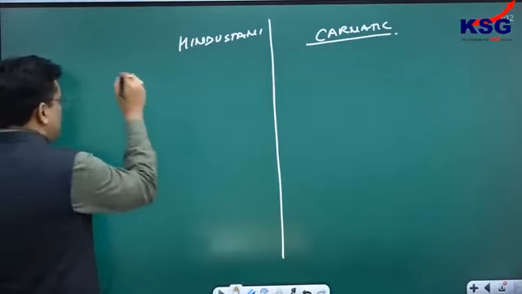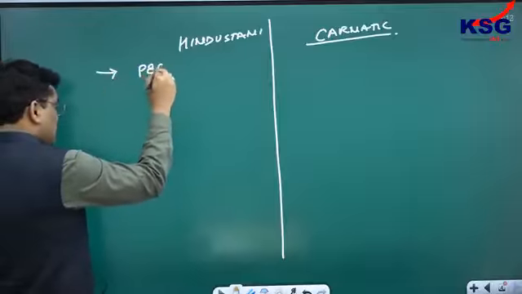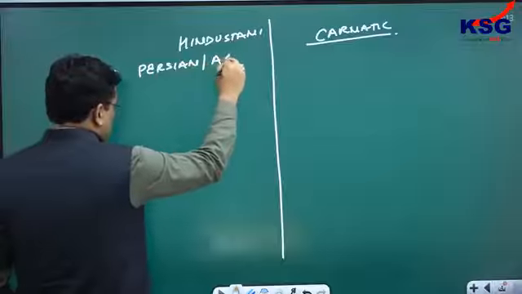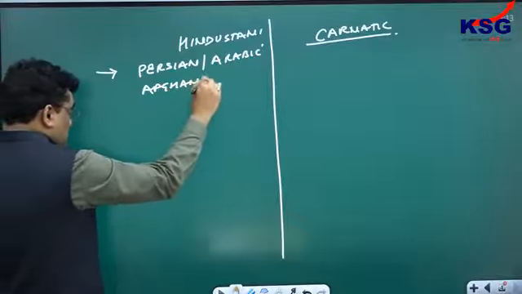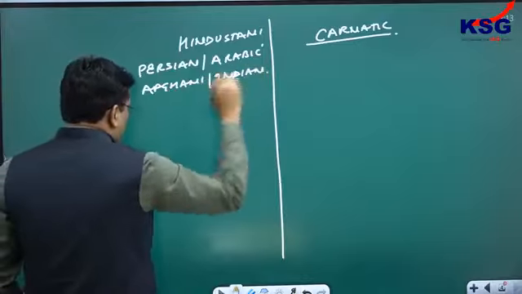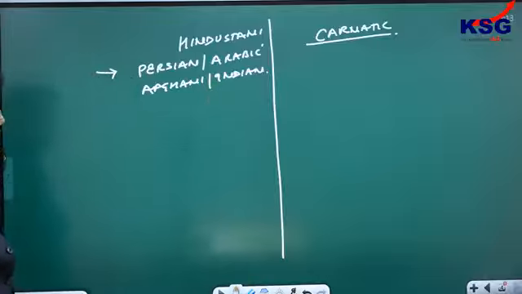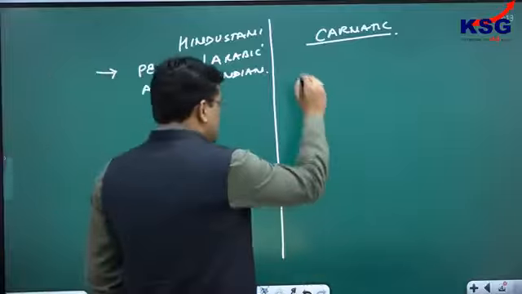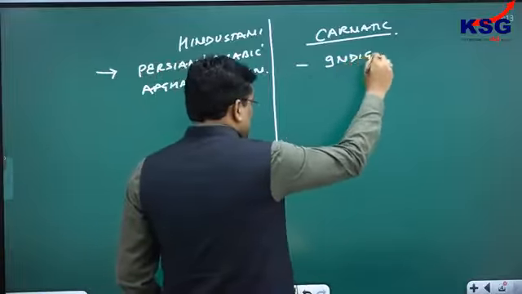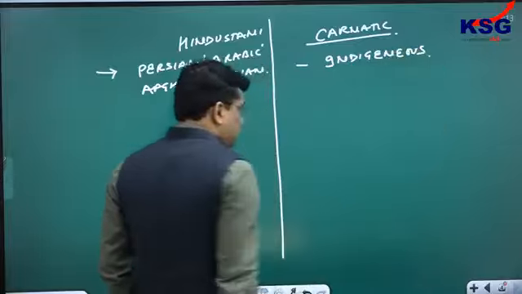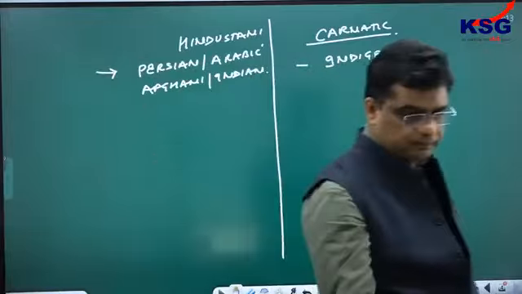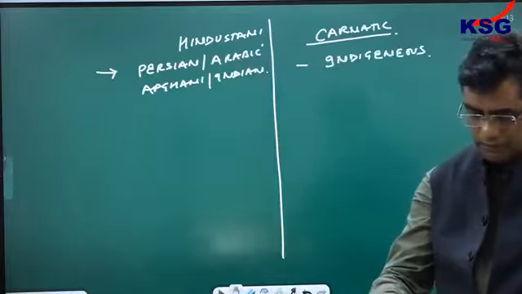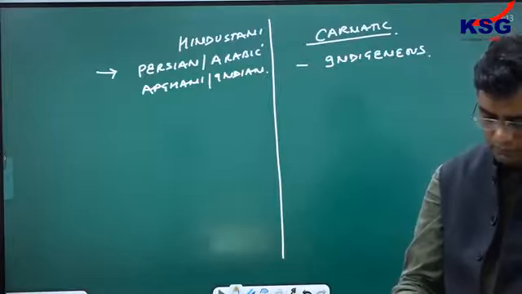Hindustani music is a combination of Persian, Arabic, Afghani, and Indian folk songs. Carnatic music is totally indigenous. There is no foreign influence of any kind in the Carnatic music. It is a combination of all these.